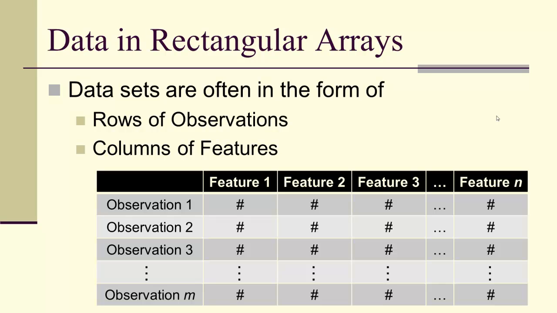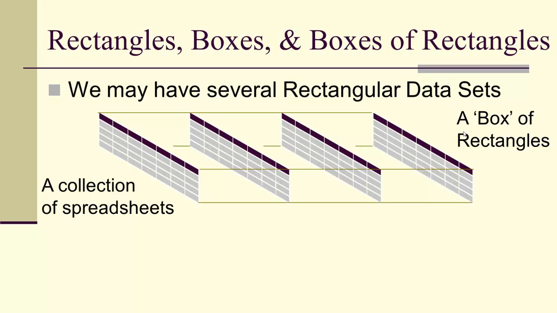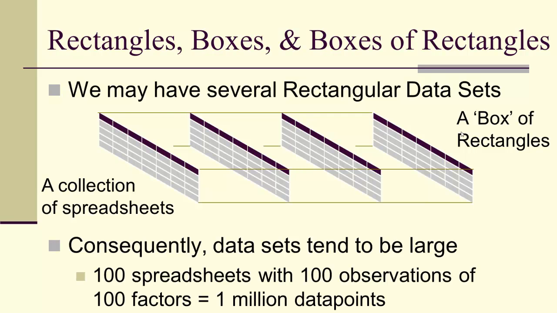We tend to think of data as row-by-column collections, for example, spreadsheets. But we may have several rectangular data sets, for example, an Excel workbook. Because of this, data sets tend to be very large. 100 spreadsheets, 100 observations, 100 factors, 1,000,000 data points.